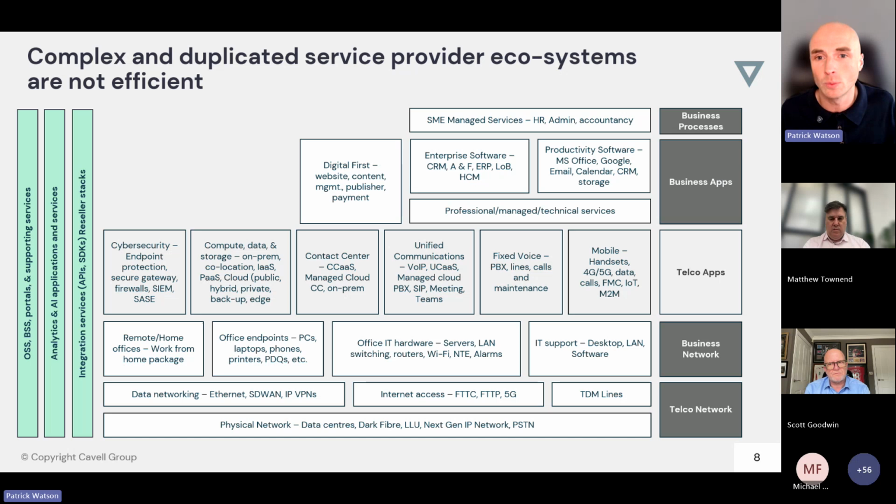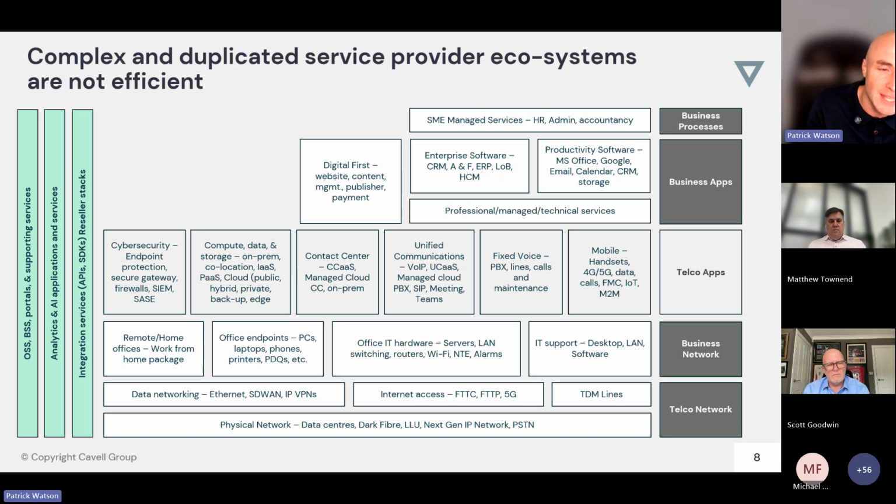This is something that we looked at, Cavell, many years ago in terms of trying to map what a telco or a communication service provider business might look like in terms of technology provision. And you get this incredibly complex picture across a range of different business applications, telco network, and also telco applications. And these siloed systems don't necessarily integrate easily into one another.